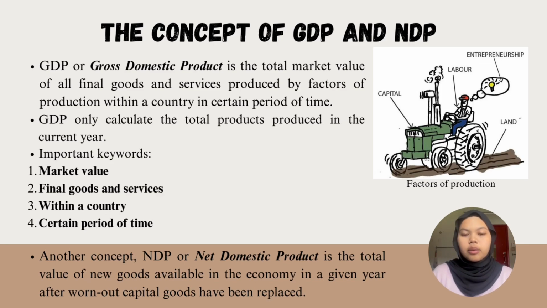The first one is market value. Next, final goods and services, which refers to goods and services produced for final use. Next keyword is within a country, which simply means GDP involves only domestic production. Last one is a certain period of time, normally a year or a quarter of a year. GDP also relates to NDP, which is Net Domestic Product, the total value of new goods available in the economy in a specific year after worn-out capital goods have been replaced.